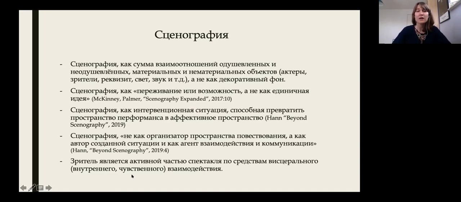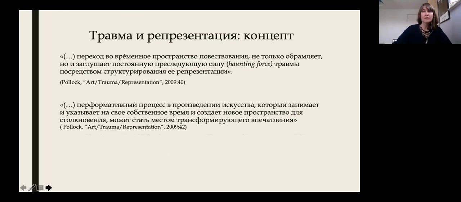She also says that the scenography can be considered not as something that organizes the narrative space, but as an author of the created situation, as an agent of interaction and communication. And the last point of how I treat scenography in my work is the role of the audience, who plays an active part in a show, mostly through this kind of visceral and sensory interaction.